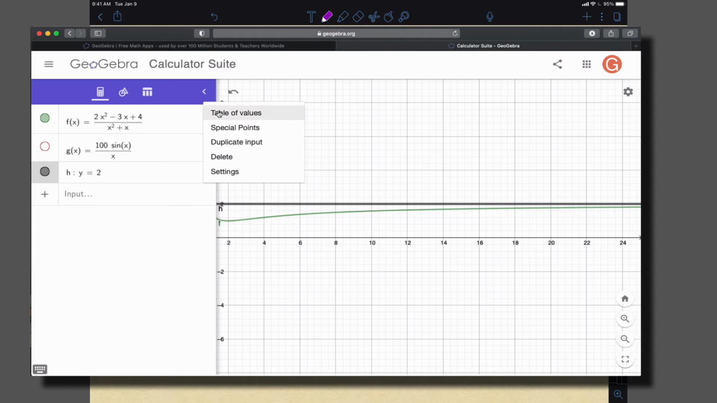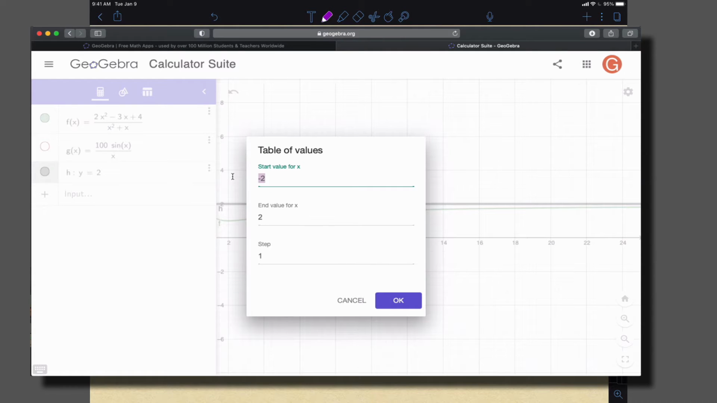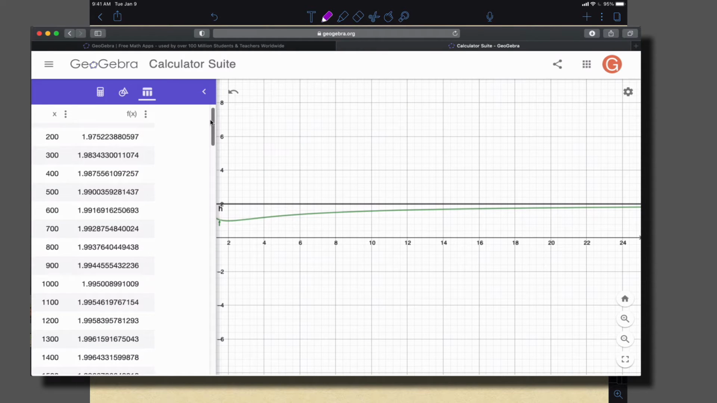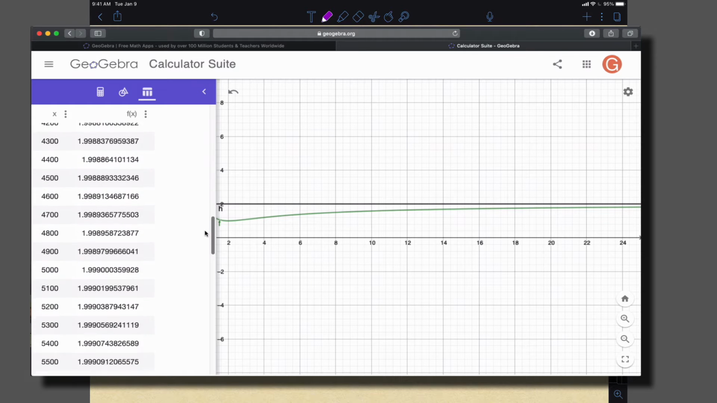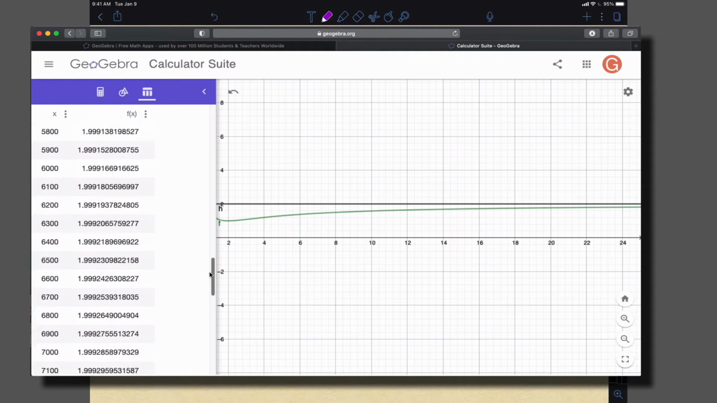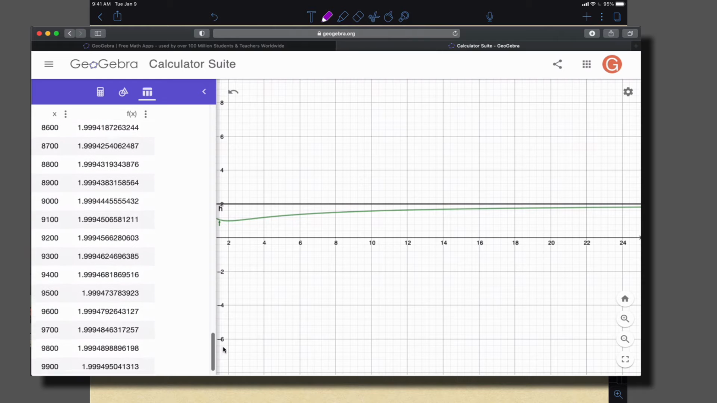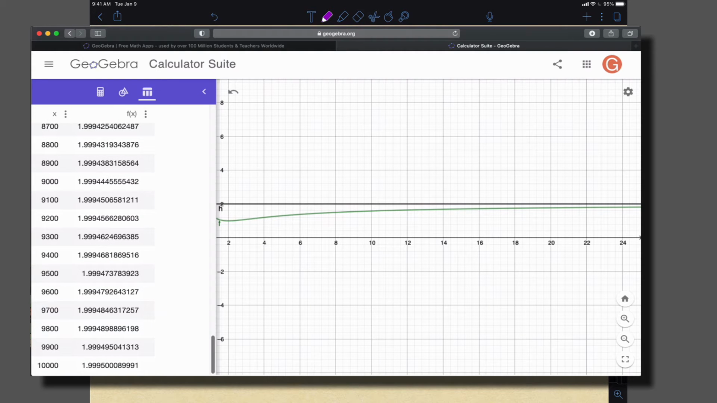Maybe we'll look at a table of values. We don't need any small values. And we can see that for bigger and bigger values of x, the output f of x just gets closer and closer to 2. Now this isn't a proof, but it demonstrates the point.